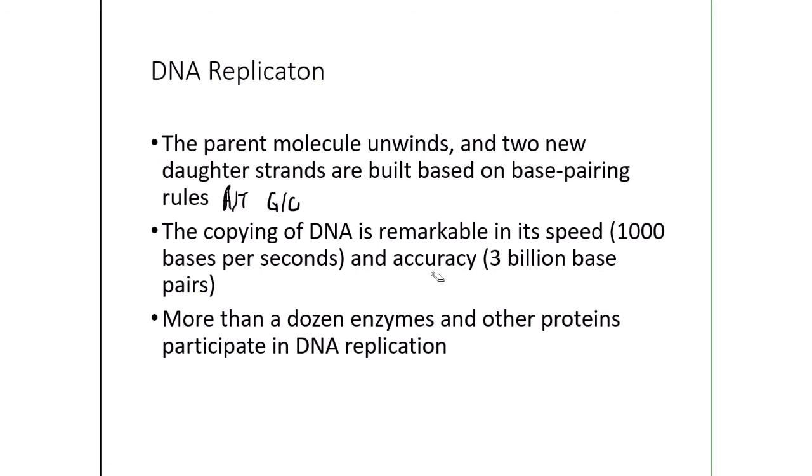And it's not going to be making mistakes either. I mean, sometimes it does make mistakes, but for the most part, it doesn't. And so its accuracy is quite high. You have to copy 3 billion base pairs, right? Every time you copy the entire DNA genome in the cell, and you have to do it at such high speed without making mistakes. So it's quite a remarkable process in that regard.